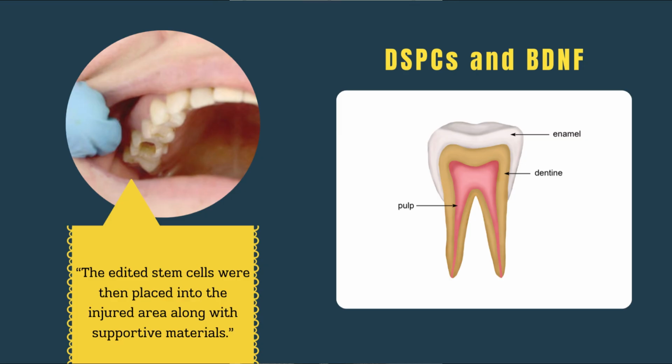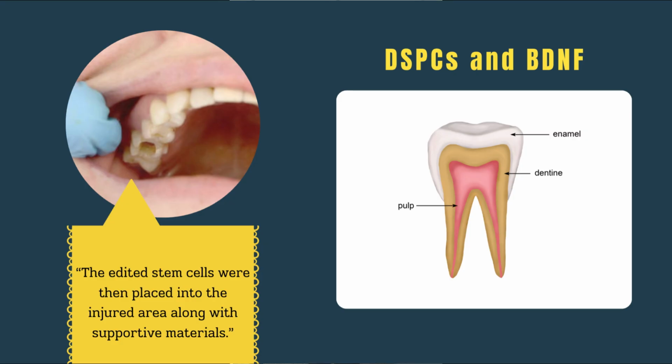Using the CRISPR gene editing, they changed these stem cells to produce more of that helpful protein called BDNF, which supports the growth, survival, and function. They then confirmed this change in the lab. Next, they drilled a small hole into the tooth of the mouse to create a tooth injury. This simulated tooth injury or tooth decay that is often seen in humans. The edited stem cells were then placed into the area that was injured along with the supportive materials. The tooth was sealed to protect it, and after some weeks, the researchers checked to see how well the tooth had healed.